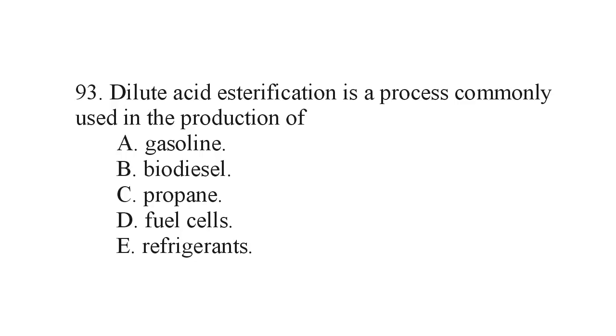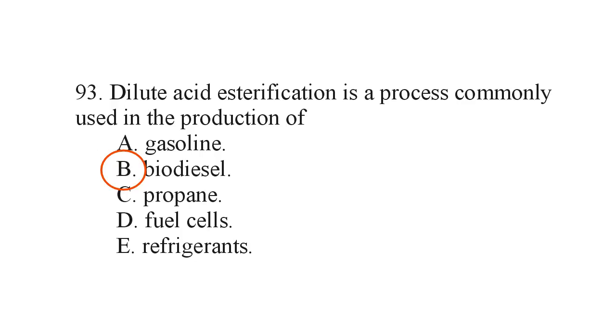Here is an explanation for the answer to final exam question number 93 in Alternative Energy Demystified, 2nd edition. If you have the printed book, please refer to page 331. We're talking here about a process that's commonly used to produce biodiesel fuel. So the correct answer is B.